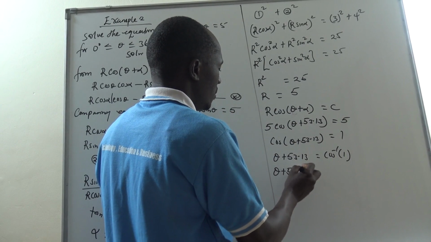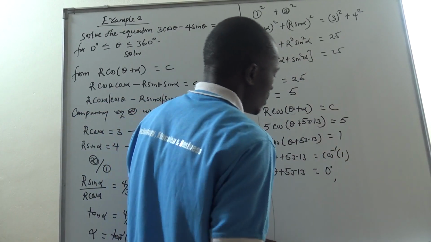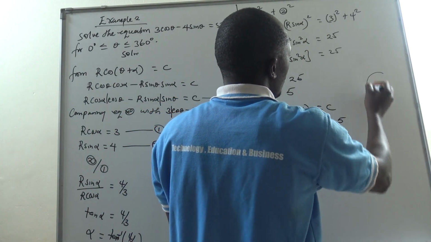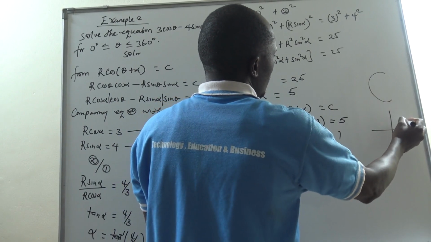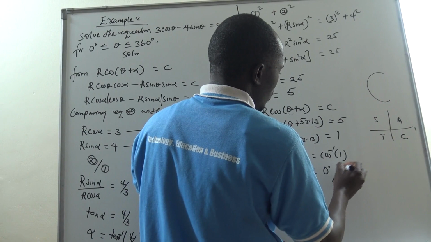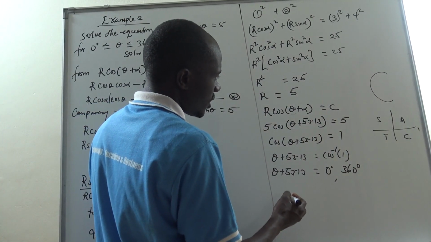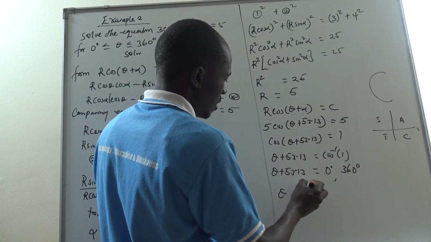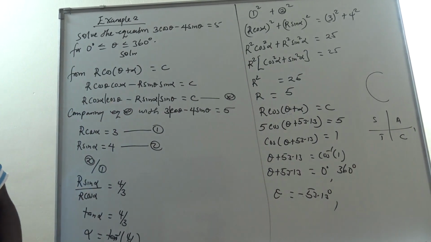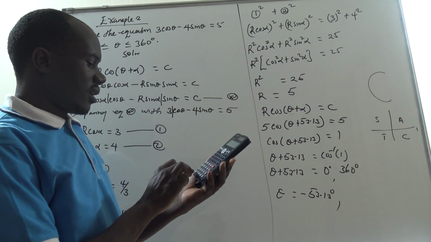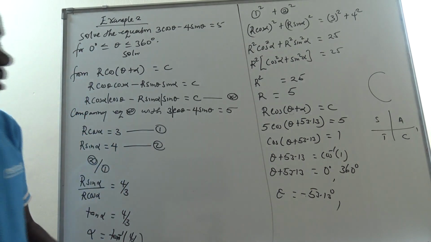So theta plus 53.13, when you press on your calculator the cos arc of 1, we are coming out with 0 degrees. We try to look at it in the quadrant system: where is cos positive again? Another one is 360 degrees. So when we make theta the subject, what is it going to be? Theta is going to be 0 minus this, you get negative 53.13 degrees, comma, 360 minus that balance. Get your calculator, press 360 minus 53.13. We are coming out with 306.87 degrees.